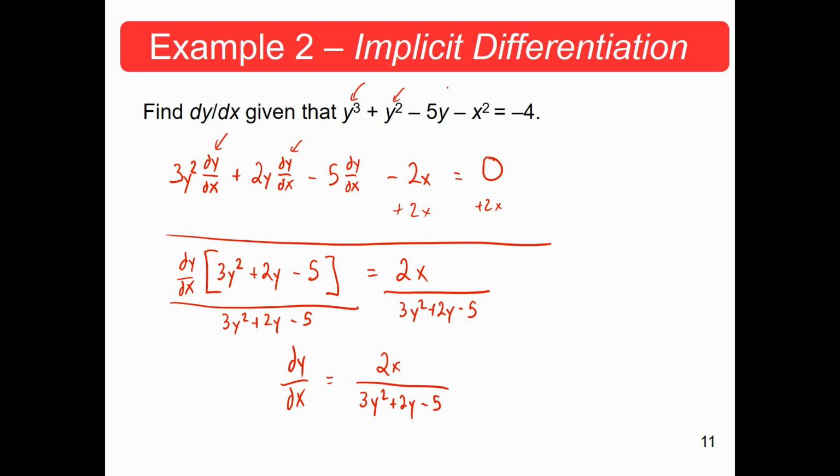Y, dy/dx. No y, no dy/dx. And recognize that anytime we take the derivative of a constant, we get 0. Move everything that doesn't have a dy/dx to one side. Leave everything else over here, or move it over there if you need to. And then factor the dy/dx out and divide by whatever's left. And there's our final answer.